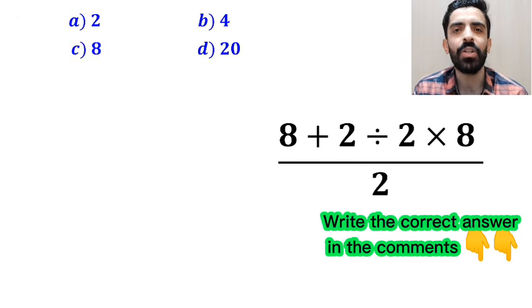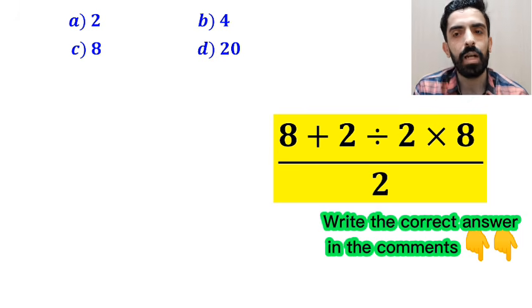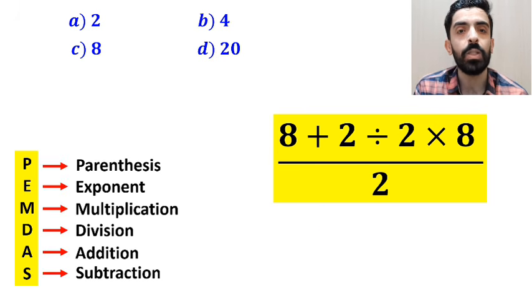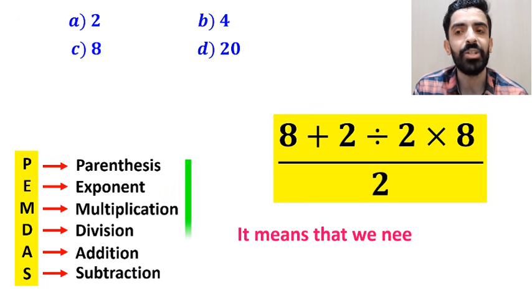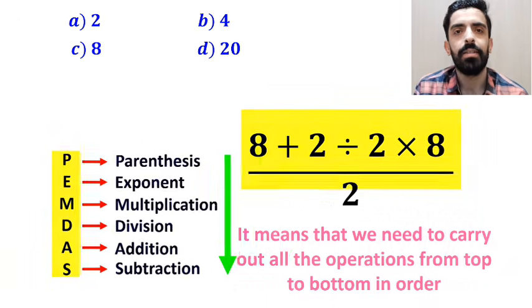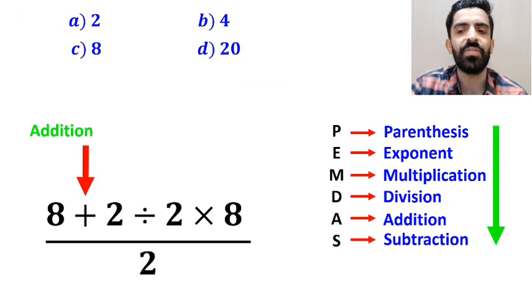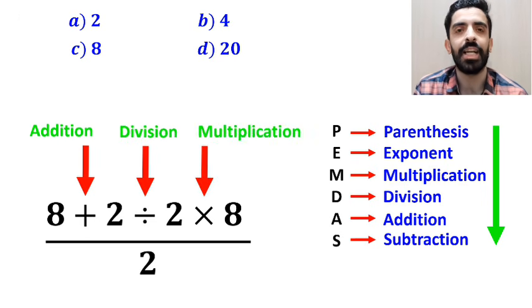Alright, now let me walk you through step by step how to solve this expression correctly. To solve this question, we must strictly follow the steps outlined by the PEMDAS rule. It means that we need to carry out all the operations from top to bottom in order. Alright, as you can see on the screen, in the numerator of this fraction, we have an addition sign, then a division sign, and finally a multiplication.